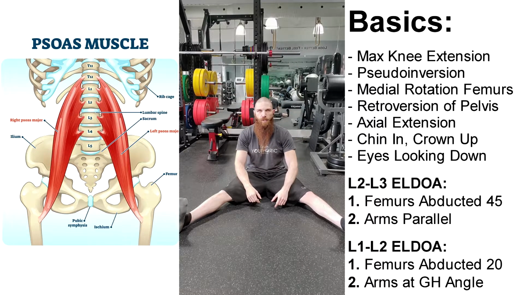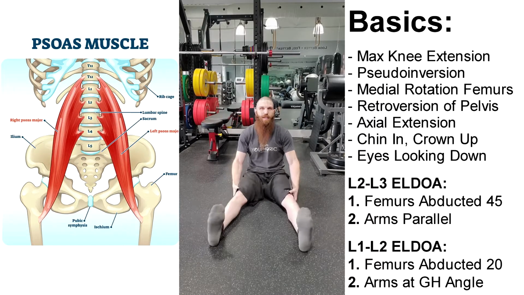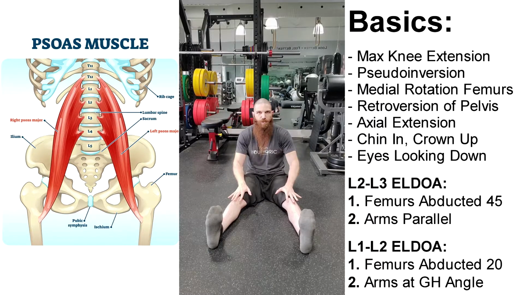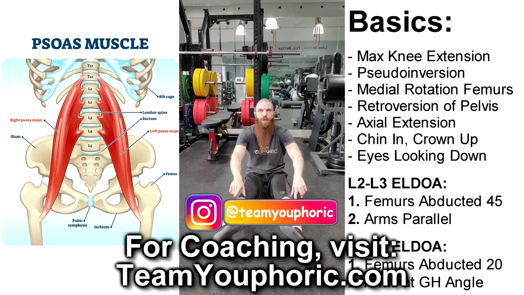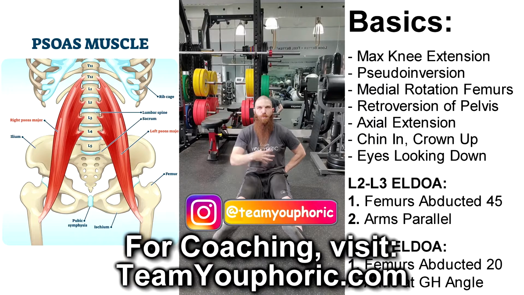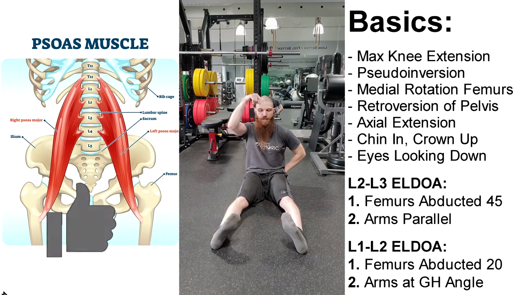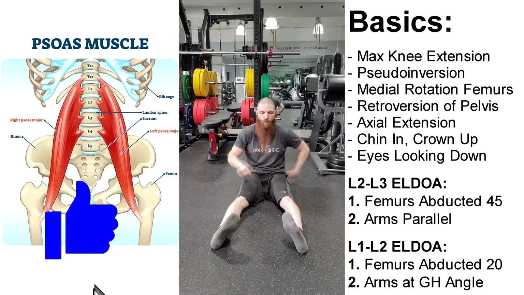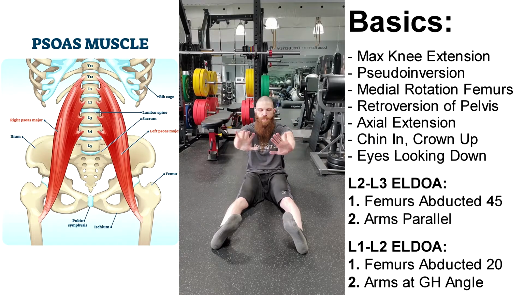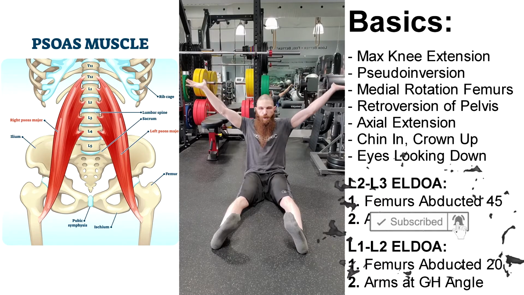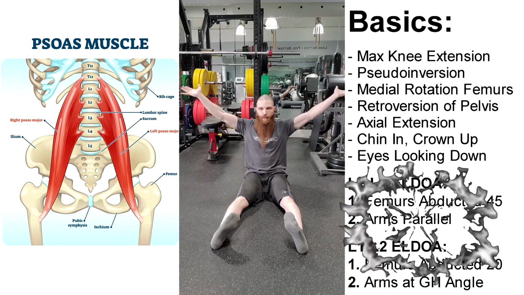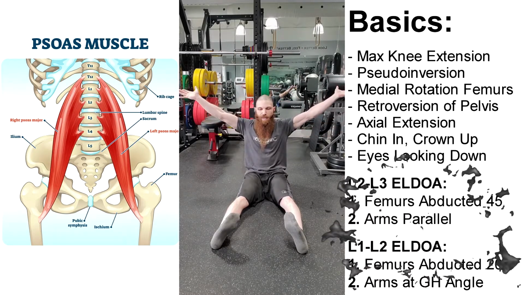Then for the L1, L2, very similar. We're only going into 20 degrees of abduction though. Maximum extension of knees, dorsiflexion of ankles, inversion of ankles, maximum medial rotation of femurs, retroversion of pelvis, flat lumbar spine, flat thoracic, chin tucked in, crown of the head up, eyes looking down into the floor to put the dura mater under tension. With the arms, maximum extension of elbow and wrist, maximum external rotation, then flex the arms to the level of the coronal plane and bring the arms to the level of the glenohumeral angle and then press away with the palms. And that is the L1, L2 ELDOA.